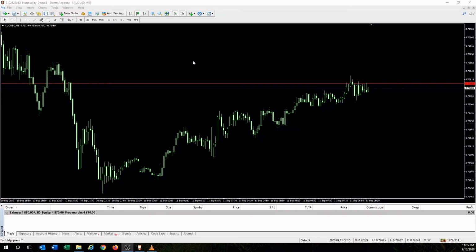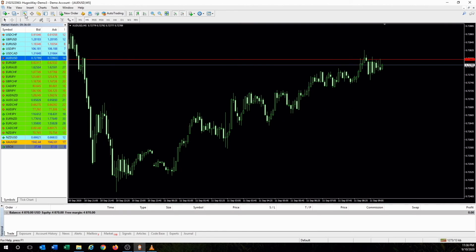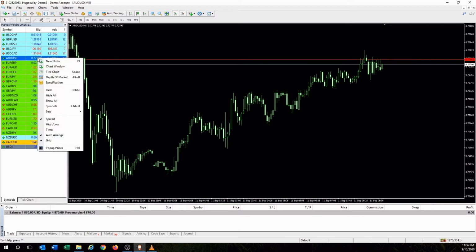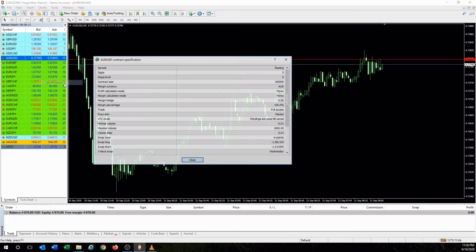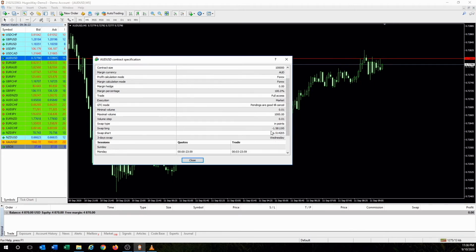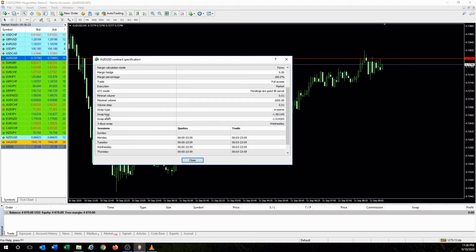Okay, so let's just take a quick look here in TradingView about swap fees. If we come right here and we go to Market Watch, and you can do this on any asset, but we'll just stick to AUD USD. If we right click on here and go to specifications, you guys spend a little bit of time in here just reading what it says. And what I want to bring to your attention here is that every asset will tell you the swap fees. So long is when you're buying, short is when you're selling.